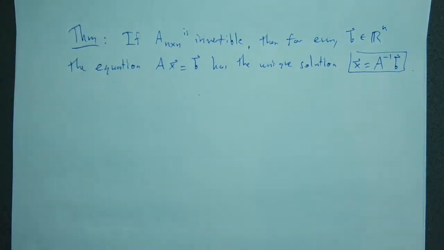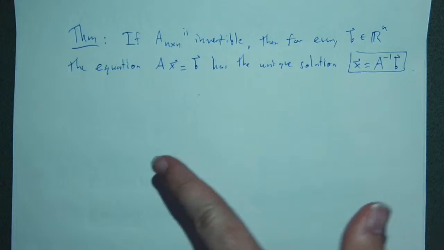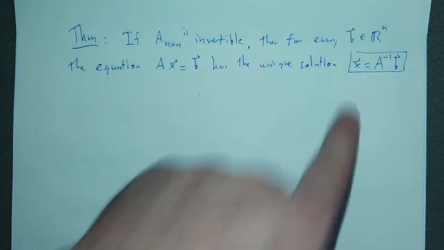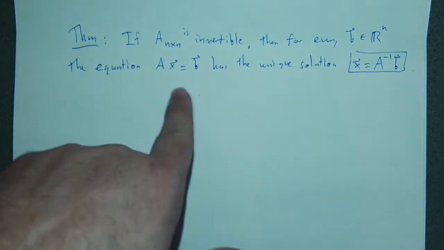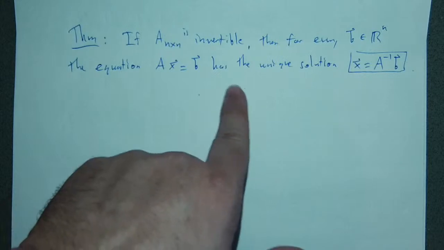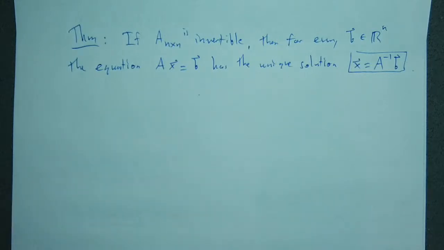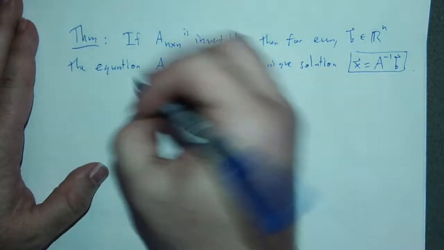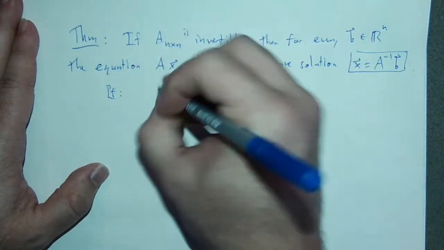Okay, so when a matrix is invertible, look at how nice this is. If a matrix is invertible, then not only is Ax equals B consistent for every B in Rn, but also it's always unique. So not only is it consistent, but the solution is always unique. So an invertible matrix is basically as nice as possible. So the proof here is very easy.